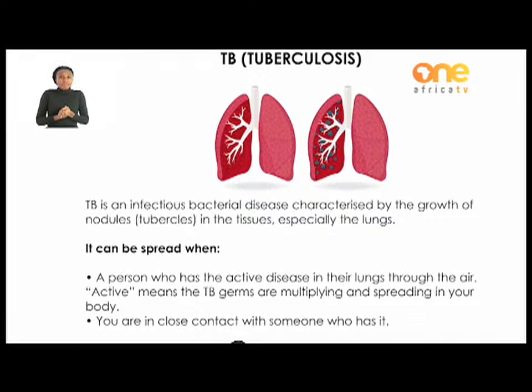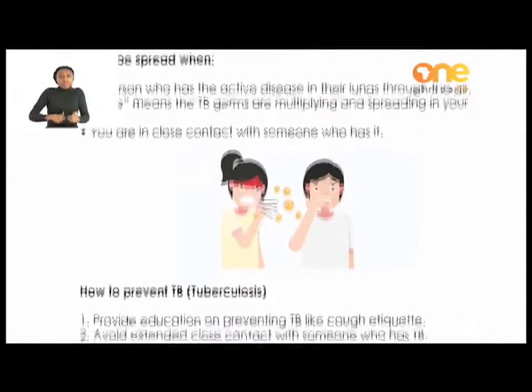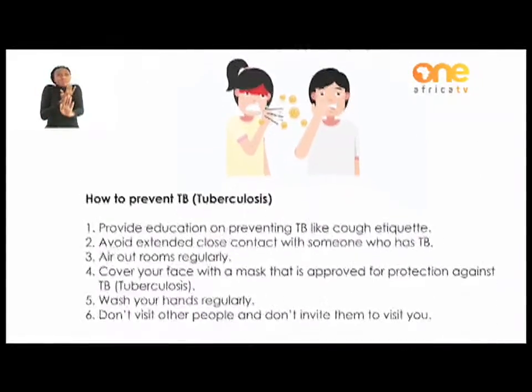How is TB or tuberculosis spread? It can be spread when a person who has the active disease in their lungs coughs through the air. Active means the TB germs are multiplying and spreading in your body, or it can also be spread when you are in close contact with someone who has the disease. Right. So how do we prevent getting TB?